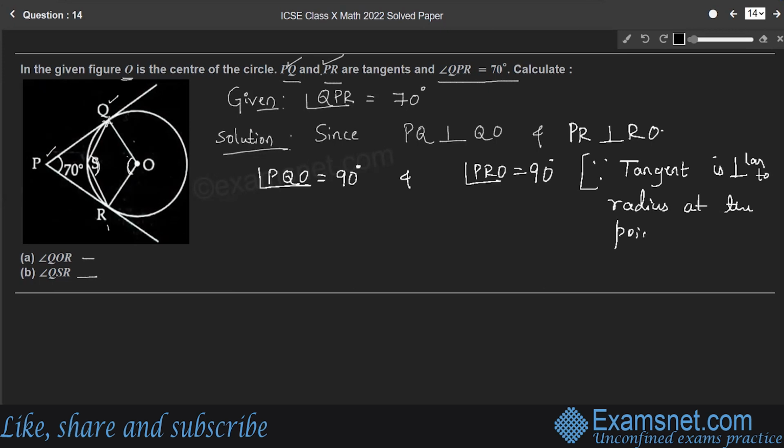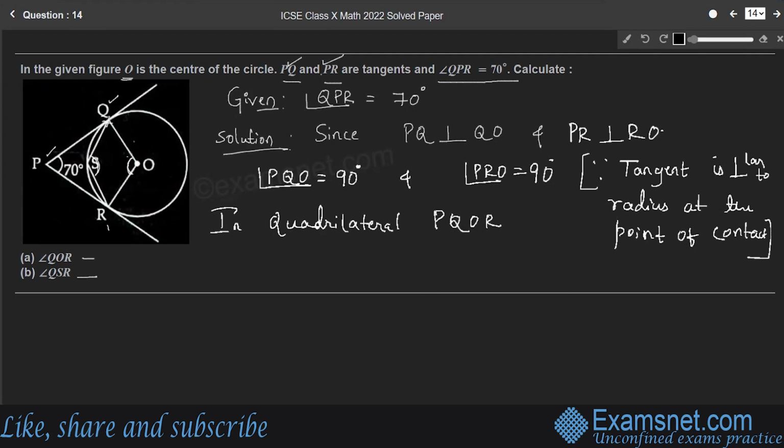At the point of contact, right? So here angle PQO is 90 and angle PRO is 90 degrees. So now consider the quadrilateral PQOR. Right? So in quadrilateral PQOR.